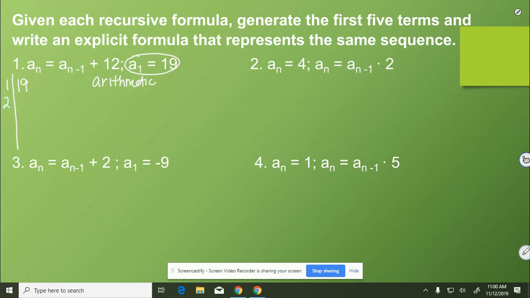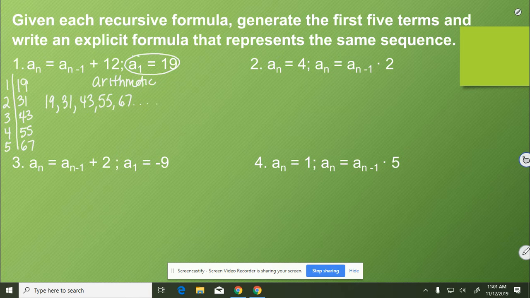So the second term would be 12 more than 19, which is 31. The third term would be 12 more than 31, which is 43. The fourth term would be 12 more than 43, which is 55. And the fifth term would be 12 more than that, which is 67. So I wrote it like a table. You can do that if you want to be able to line up the term numbers, or you can just write it out. So it would be 19, 31, 43, 55, and 67. Both are correct. And just show that that would continue with the dot, dot, dot if you're not doing it in table format.